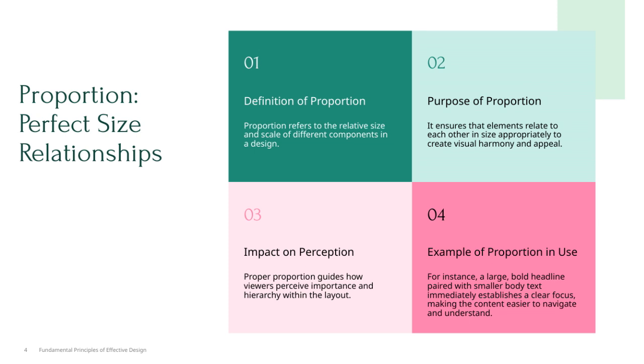For example, if you have a big, bold headline contrasted with smaller body text, it instantly draws the eye to the headline first. This makes the overall message easier to follow and understand. So, proportion is really key to making designs both attractive and functional.